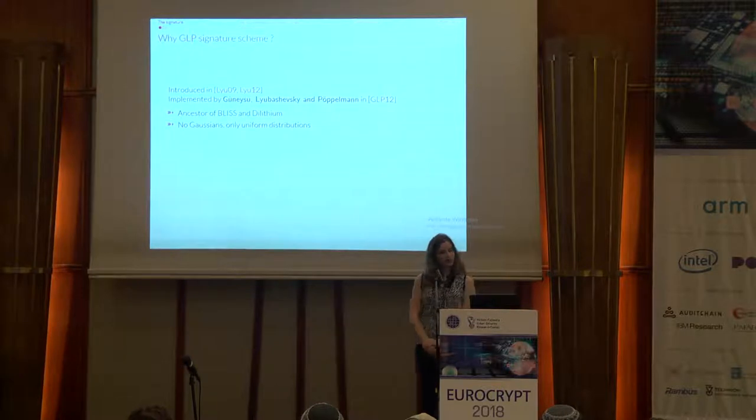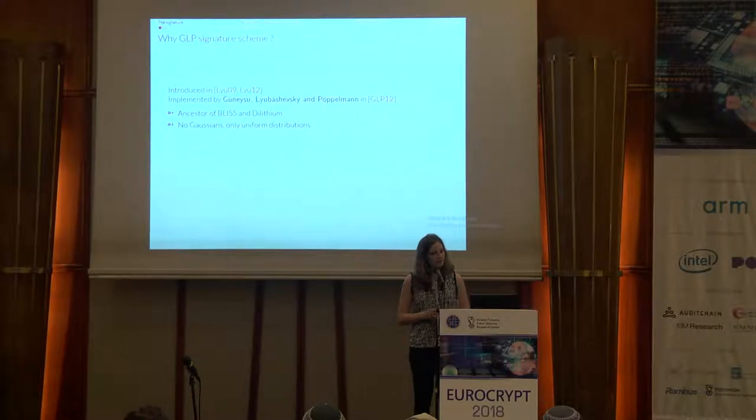So the GLP signature scheme was introduced by Güneysu, Lyubashevsky, and Pöppelmann in 2012 at CHES. It's the ancestor of BLISS and Dilithium. Dilithium is a candidate for the NIST competition, and it has no Gaussians, only uniform distributions.